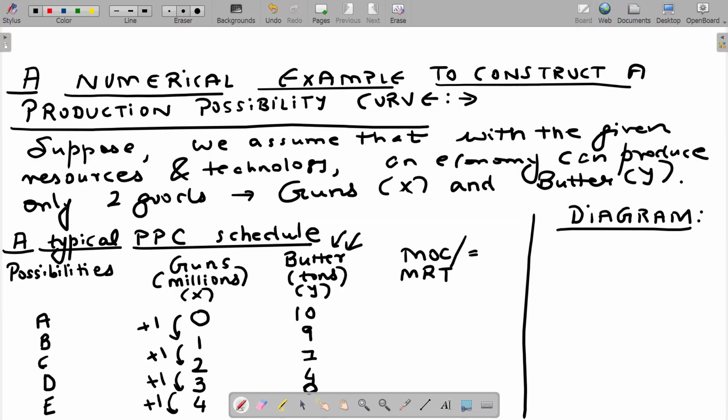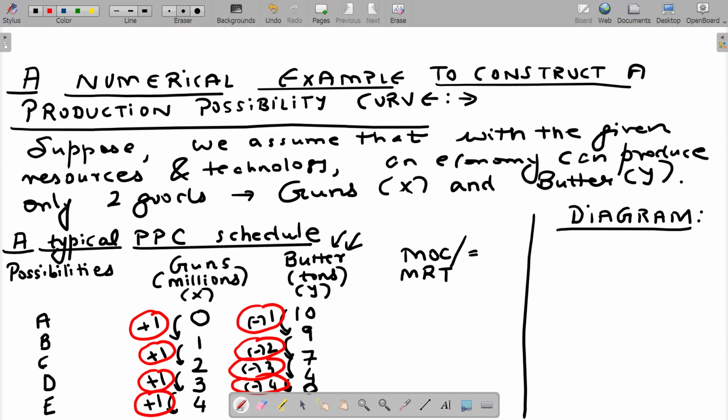This corresponds to E. So the sacrifice initially was 1 ton of butter. Then we sacrificed 2 tons of butter, then 3 tons, then 4 tons. That means for every additional million guns I want to produce, I have to sacrifice more and more butter every time. Why do I have to sacrifice more and more butter every time? Because resources are not equally efficient in the production of all goods. When I transfer them from butter to guns, they lose their efficiency.